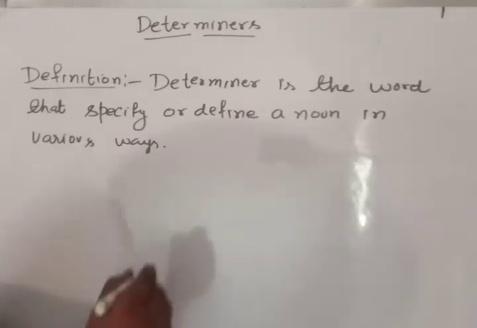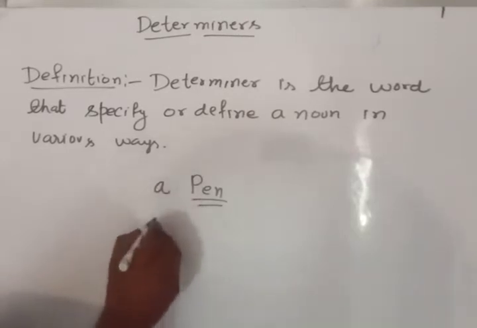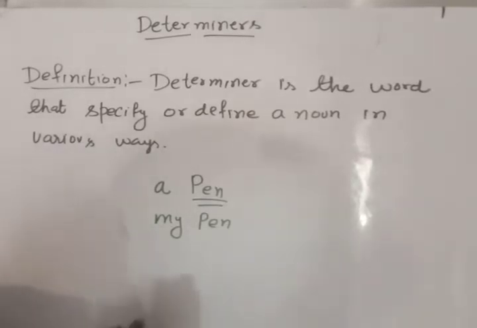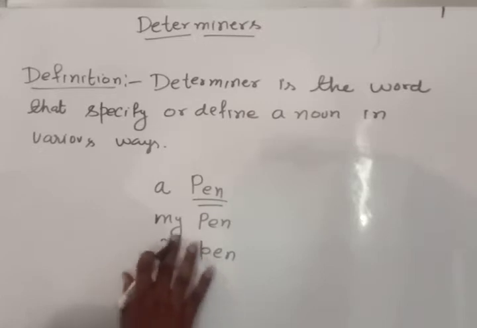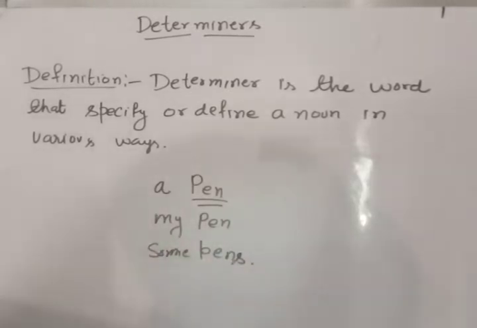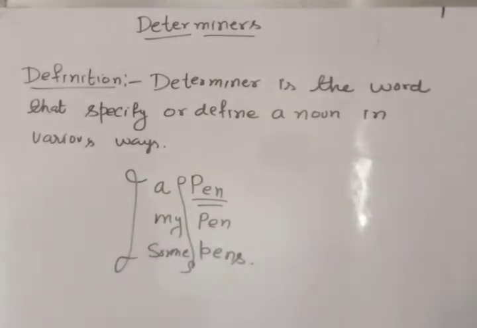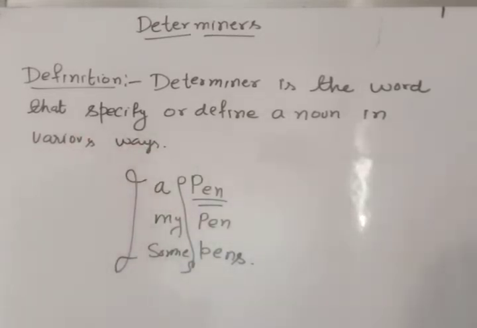For example, we have the word pen. Pen, same word. My pen. For example, same word. S-O-M-E, some pens. So these words, what do we call them? We call them determiners. Okay, they determine the value or the definition of the noun.